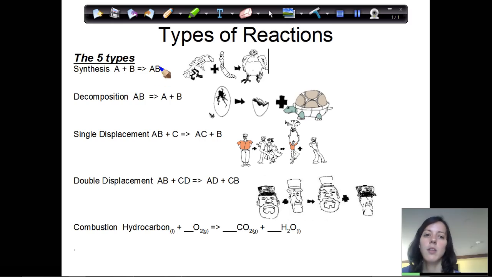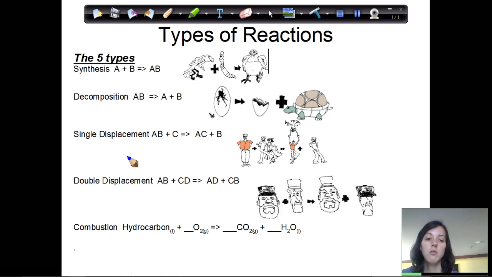This one, AB, is on the right hand side, and this one is on the left hand side. So to recognize a synthesis versus a decomposition, synthesis is the only one where you will see one compound on the right hand side of the equation, whereas to recognize the decomposition reaction, you would only ever have one compound on the left hand side.